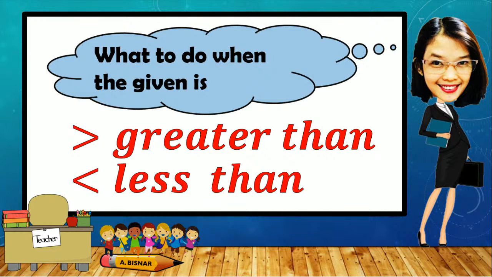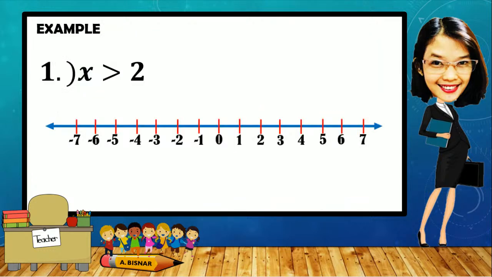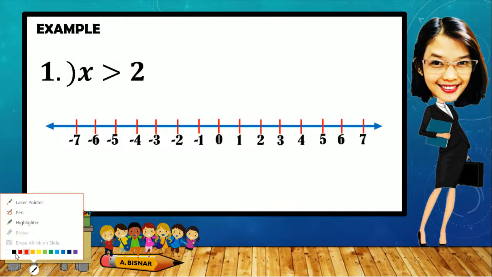So, what to do when the given is greater than or less than? Again, this is about graphing linear inequalities in one variable. So, we will use circle with no shade. Why is it so? Let us start with number 1. From the given in number 1, x is greater than 2. So, if we identify the values that are greater than 2, what are those numbers? Diba, we have 3, 4, 5, 6, 7, and so on.